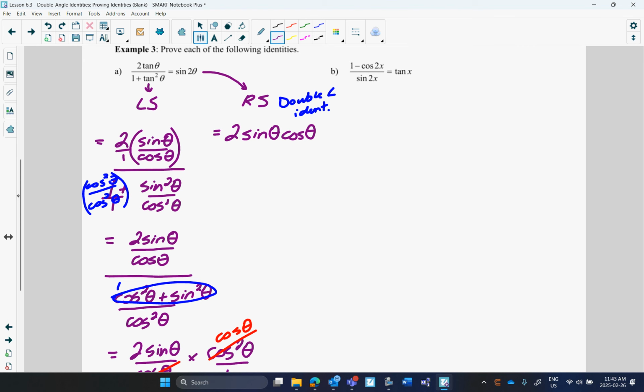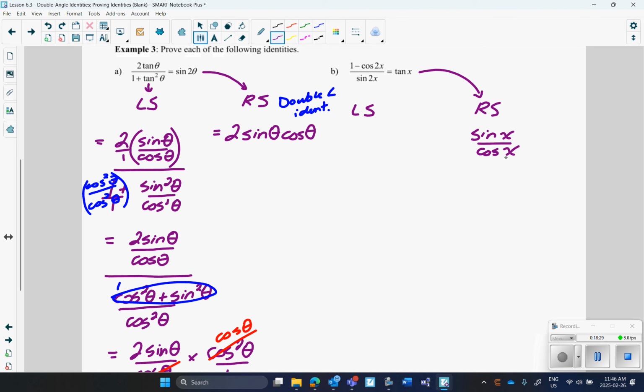Can you try that one? It's as far as you can go on the right. Okay, hey, you notice that? For this one, sine 2x on the bottom, there's only one choice. Change it to that.